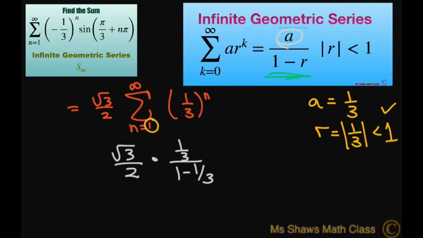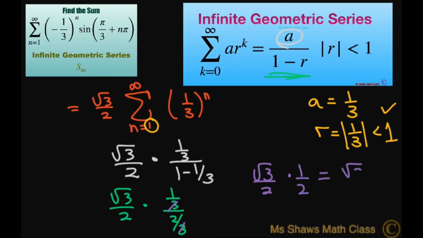All right, let's see what we get here. This is going to be square root of 3 divided by 2 times 1/3 divided by 2/3. And what happens is the 3's cancel. So now we have the square root of 3 divided by 2 times 1/2. And this simplifies to square root of 3 divided by 4 when you multiply it. So that is your sum.